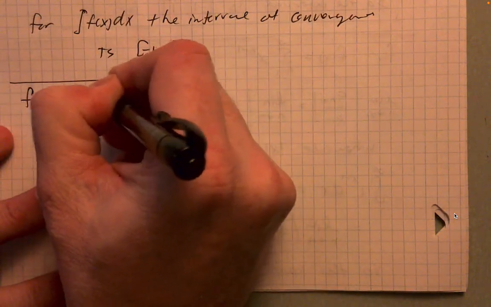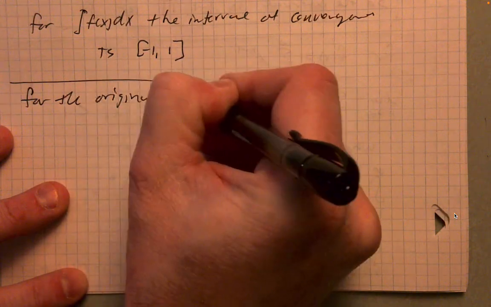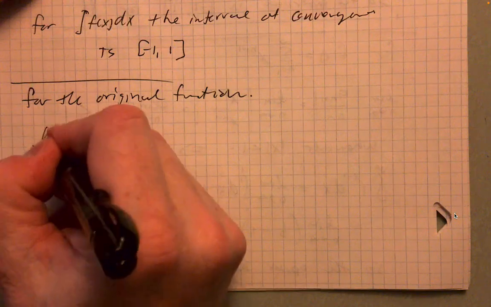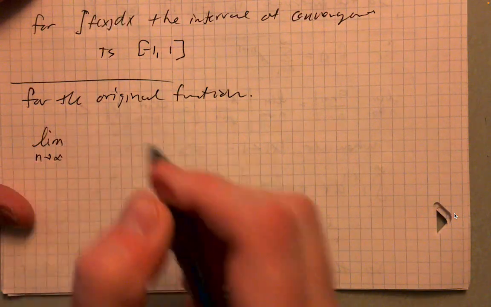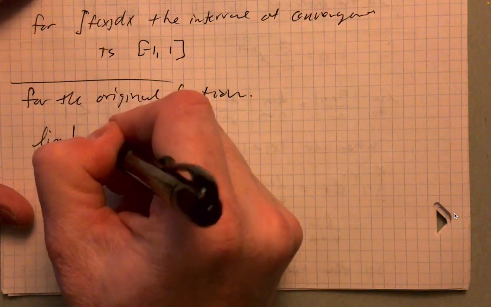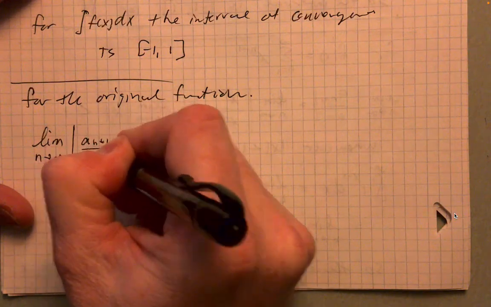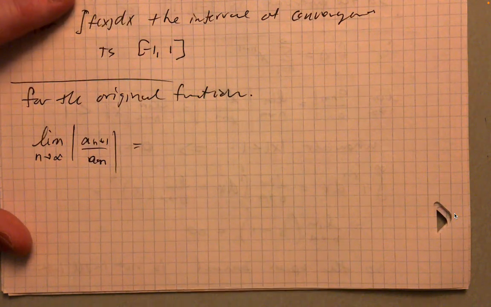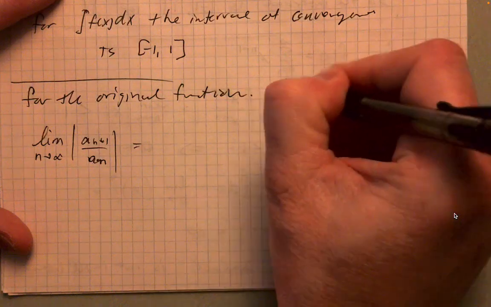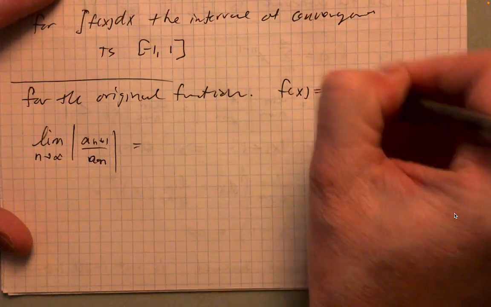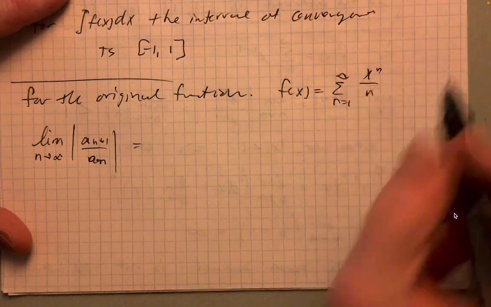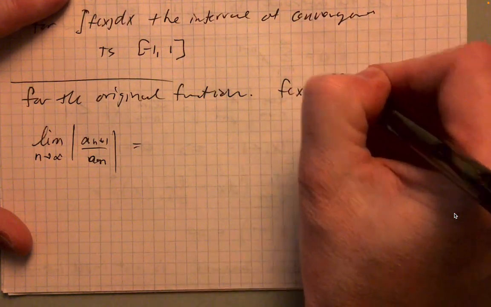For the original function, again, ratio test. So the limit as n goes to infinity of a of n plus 1 over a of n. Right, and so you may have to look back a page or two in your notes, but the function is the sum from n equals 1 to infinity of x to the n over n. Okay, so that's the function we started with.